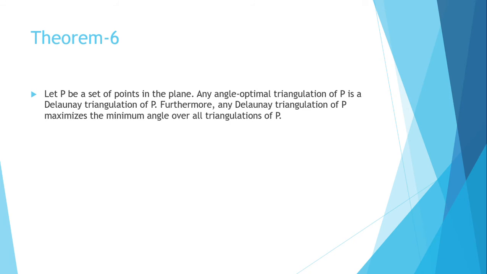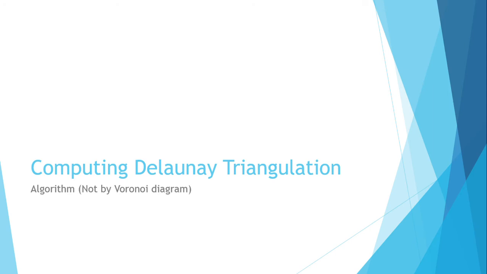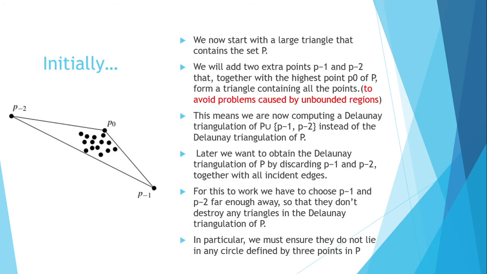We are proving another theorem. This is the important part: computing the Delaunay triangulation, the algorithm. It is easy to compute the Delaunay triangulation using Voronoi diagrams. By first drawing Voronoi diagrams, we can easily compute the Delaunay triangulation. But actually, we are not doing that. We are doing a direct method.